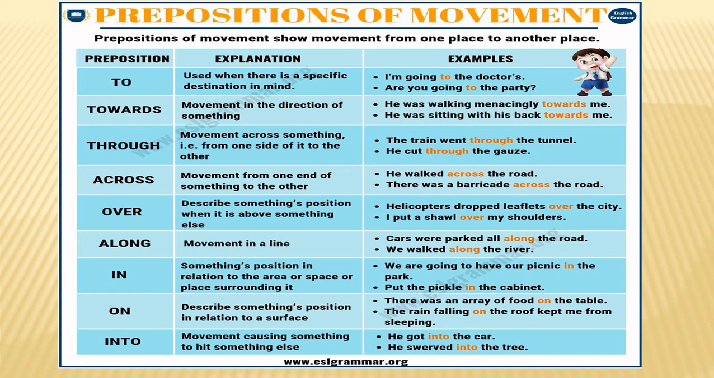In, something's position in relation to the area or space or place surrounding it. We are going to have our picnic in the park. Put the pickle in the cabinet. On, describes something's position in relation to a surface. There was an array of food on the table. The rain falling on the roof kept me from sleeping. Into, movement causing something to hit something else. He got into the car. He swerved into the tree.